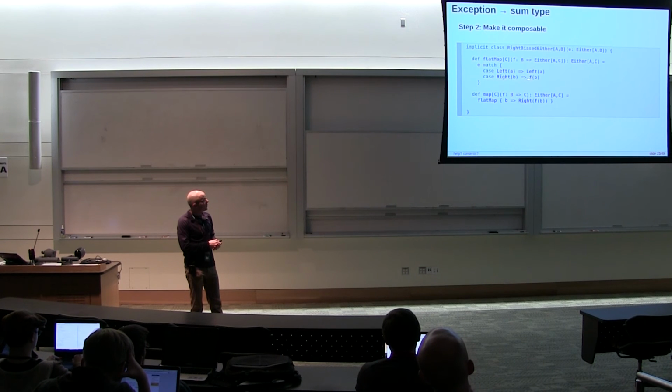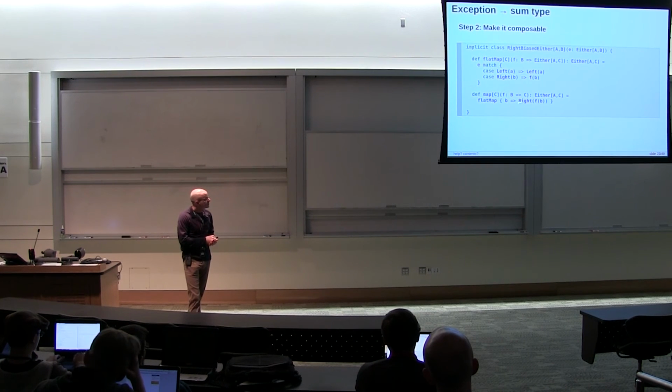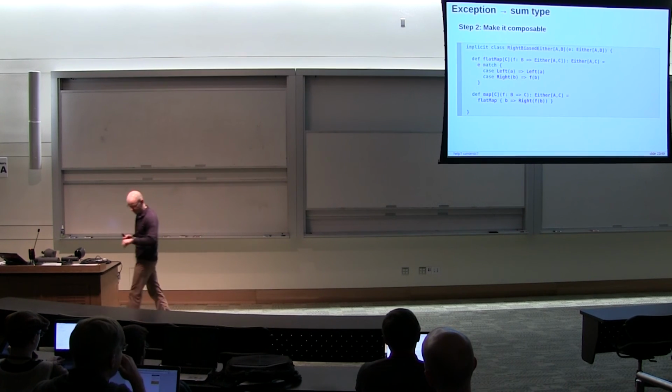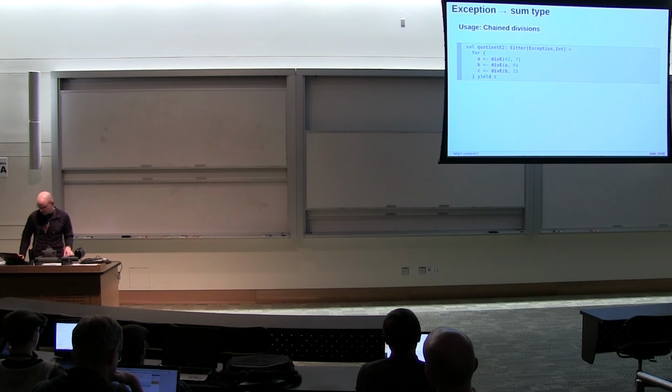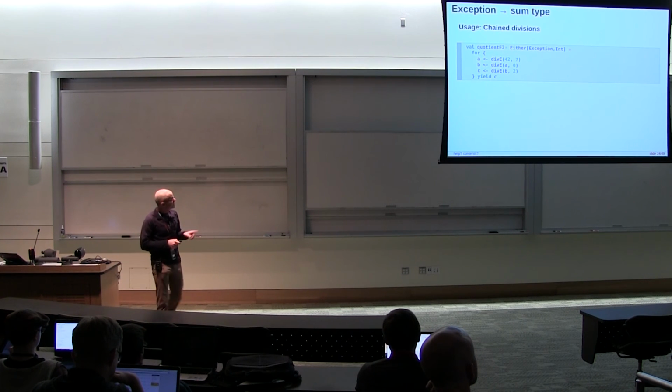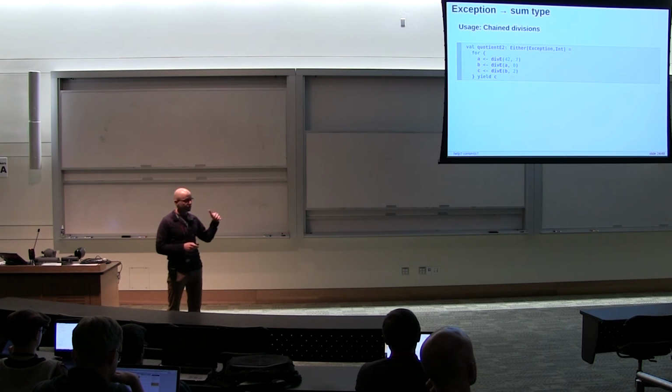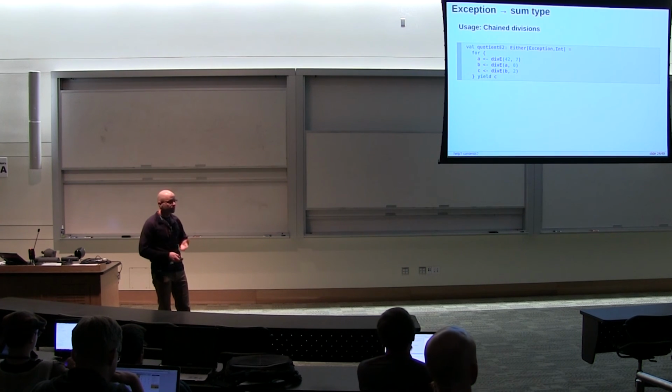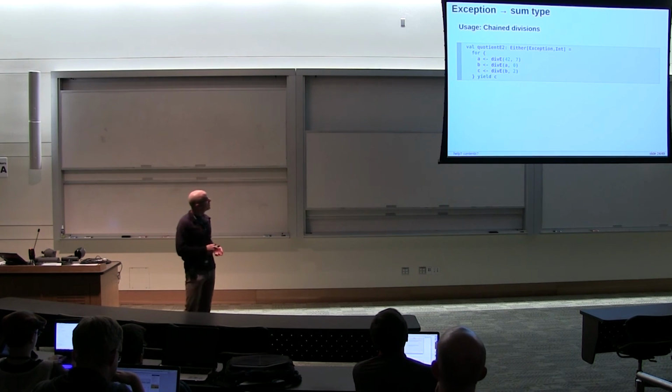So all we have to do is run F on the B that's in the right, and then map is similar. We're just implementing it using flat map. So I just have a couple minutes. I'd like to show how to use this thing. The reason this is useful is you can now chain together lots of things that could potentially blow up without having to worry about anything blowing up.